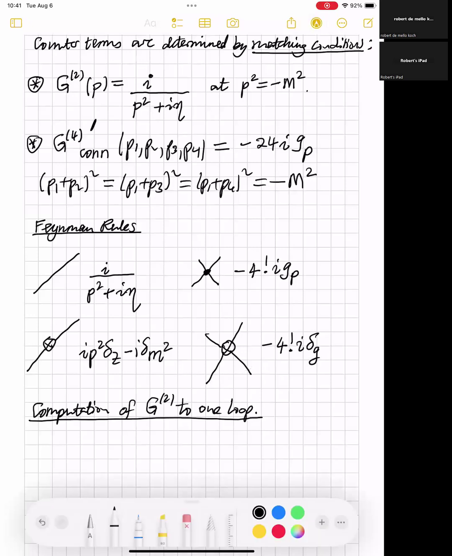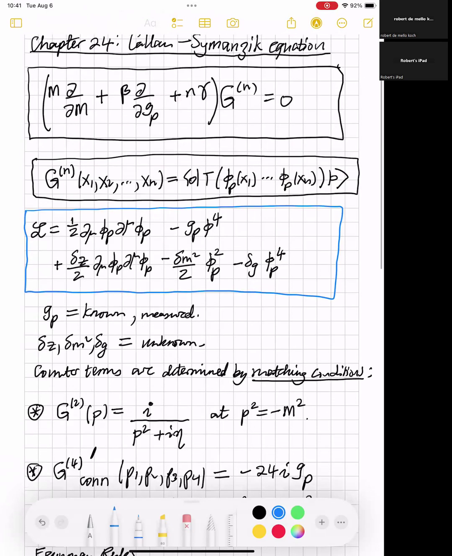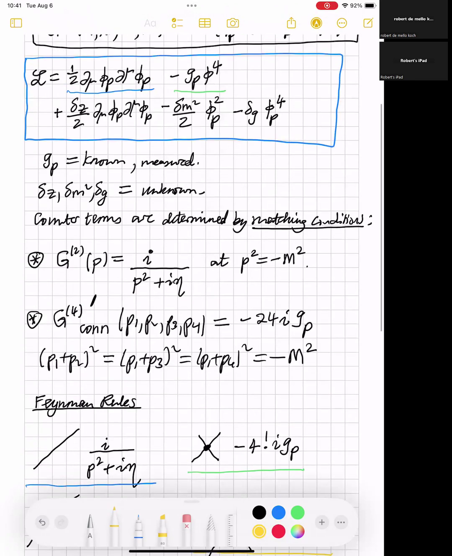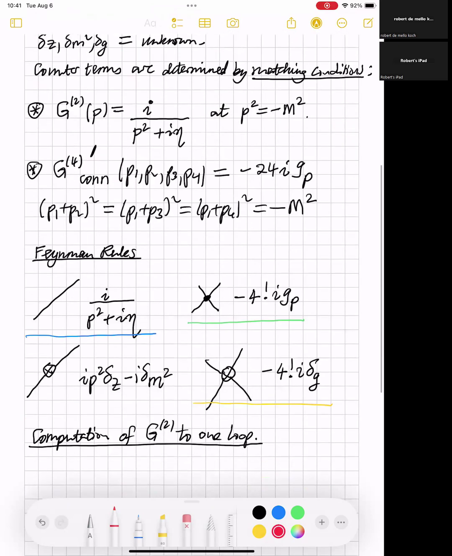And perhaps let's just relate things. So this rule for the propagator would come from those two terms inside the Lagrangian. This term over here gives you the rule for the vertex. Then the rule for the coupling constant counter term is coming from that term in the Lagrangian. And finally, perhaps this is the trickiest one to derive. The terms that are underlined in red give us that counter term.